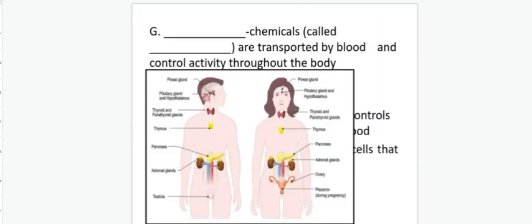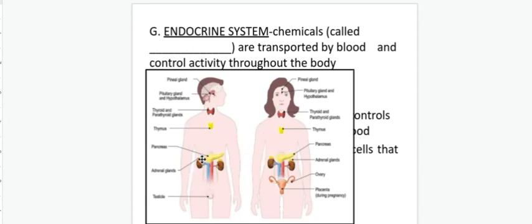Next up is another system that helps you control your body so that you can maintain homeostasis, and that's your endocrine system. The endocrine system makes chemicals. You need to know the name of the chemicals. Every one of these little glands is part of the endocrine system, and every one of them makes chemicals that are dumped into the bloodstream and travel around.